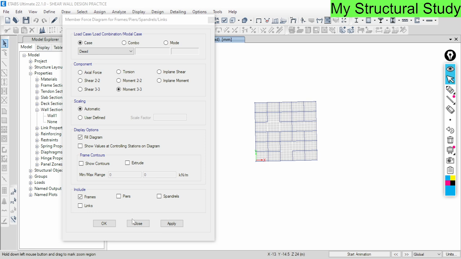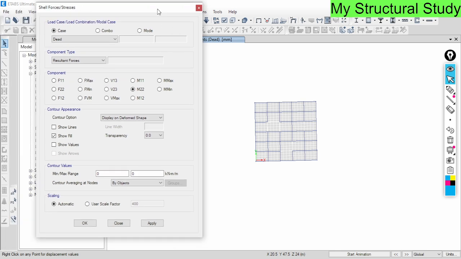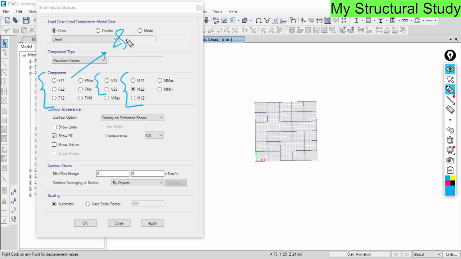Same way, if we go to the shell stresses, here you can see F11, F22, F12, M11, M22, M12, V13, V23. These are the in plane forces. These are the out of plane moments. These are the shear forces.